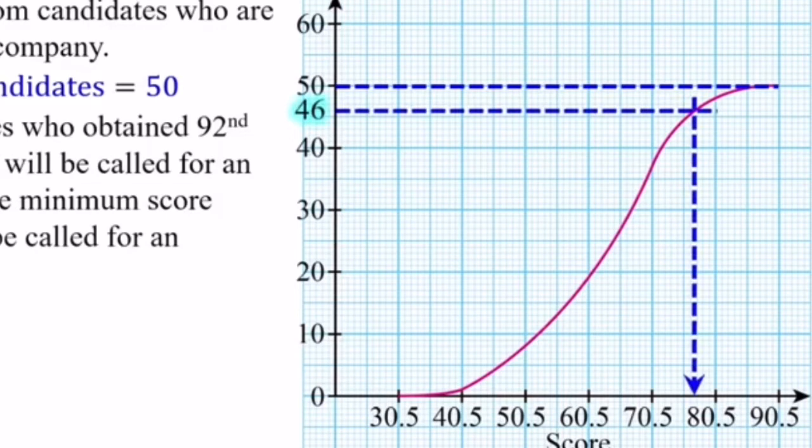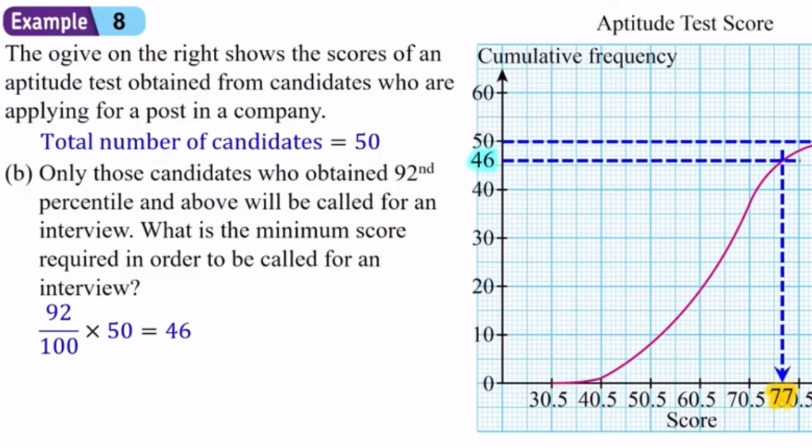How many boxes do I have? It's more than 5 boxes, right? It looks like it's 7 boxes. So the answer is 70.5 plus the 7. So it should be 77.5, which is actually the minimum score that is required in order to be called for an interview.